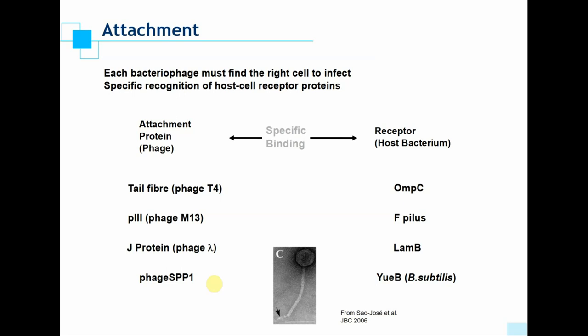In gram-positive bacteria like Bacillus subtilis, the cell wall has a very different structure. So the types of receptor proteins that phage use are going to be very different. I only picked out one example here. UEB is a membrane protein, but it's very large and it spans the peptidoglycan layer. So there's a part of this protein which is accessible on the outside of the cell wall. Different receptors, they've got to be on the outside of the cell, and so they're different between gram-positive and gram-negative bacteria.